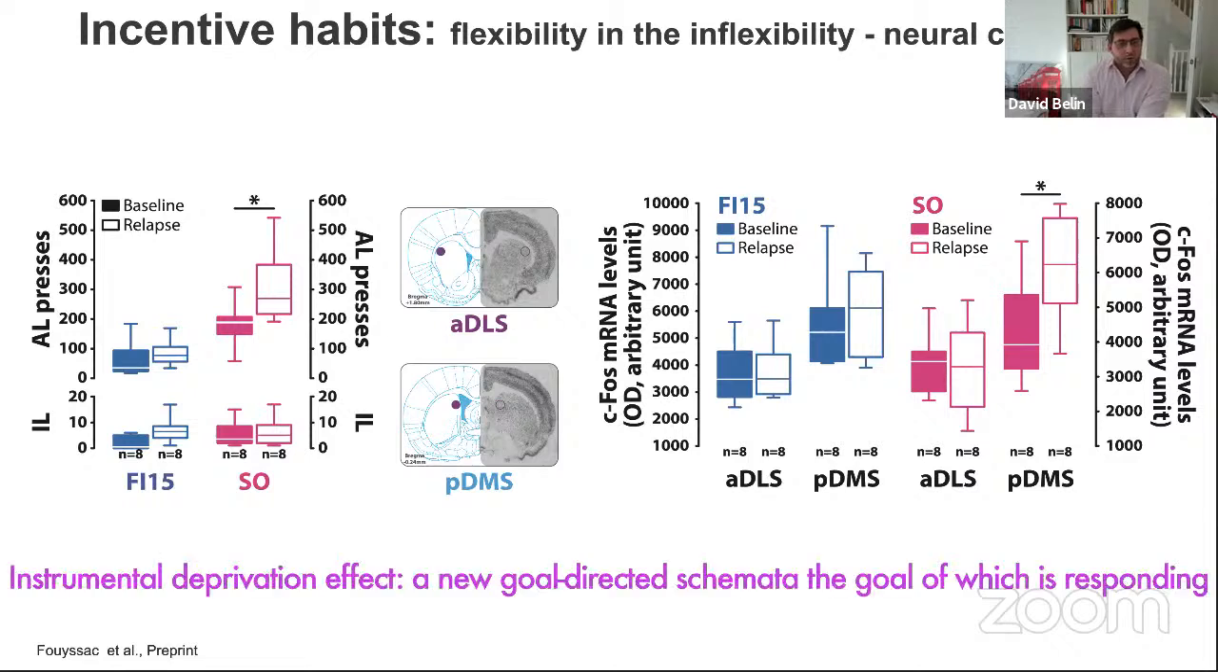So our suggestion is that this instrumental deprivation effect that supports this aberrant engagement at relapse reflects a new goal-directed schema, the goal of which is responding. If that is true, one should predict causally that performance at baseline is dependent on the aDLS, the habit system, and not on the goal-directed system. But performance at relapse is indeed associated with the transient dependence on the goal-directed system.